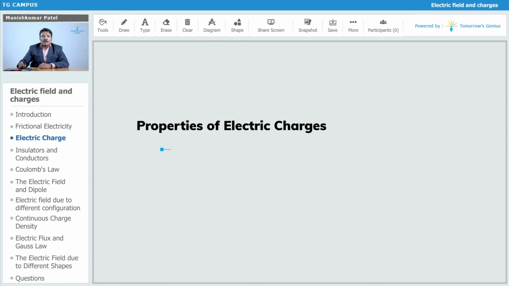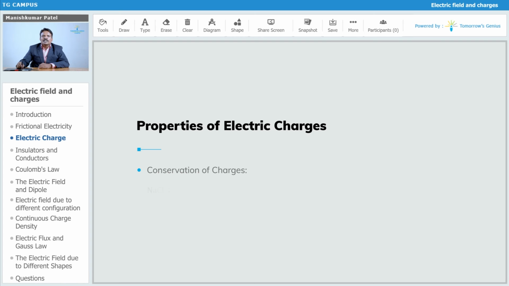Now what are the properties of electric charges? The first one is additivity of charges. Suppose I consider this body on which I have different charges Q1, Q2 and Q3. So the total charge Q is simply the algebraic addition of all the charges present on it. So the total charge Q is Q1 plus Q2 plus Q3, which is called additivity of charges.